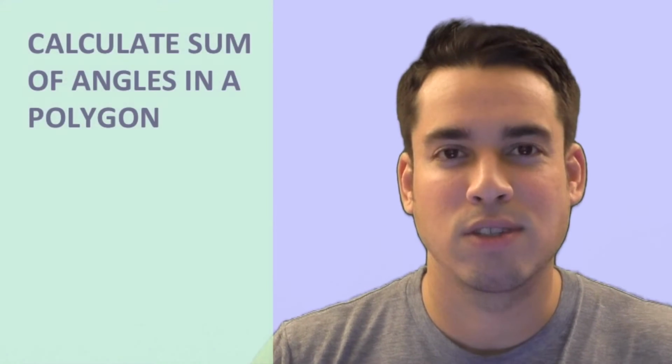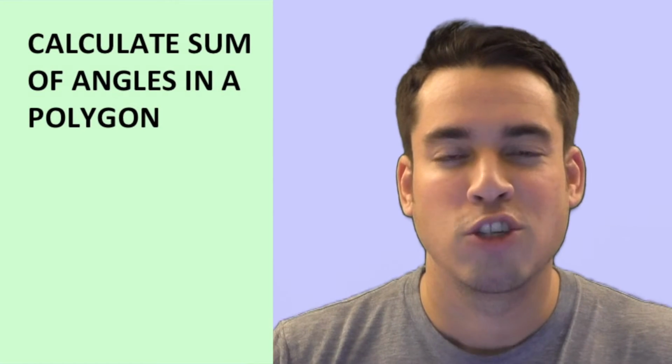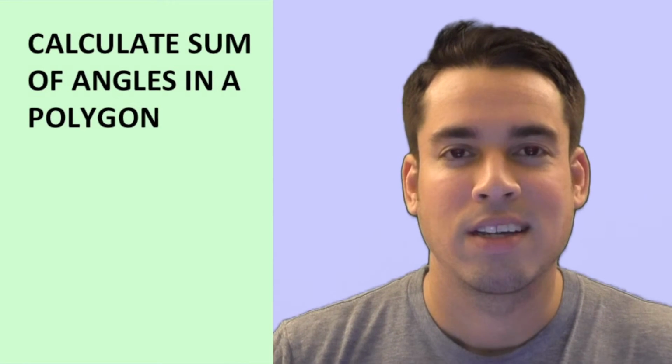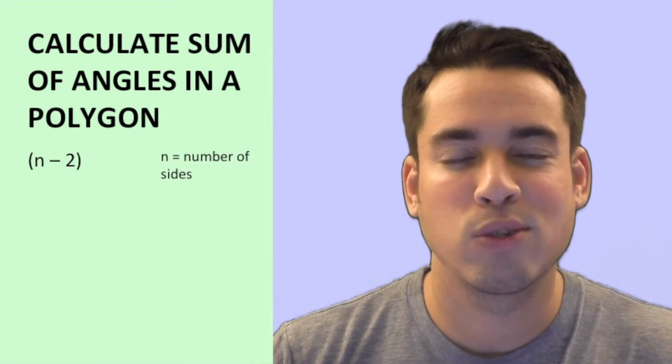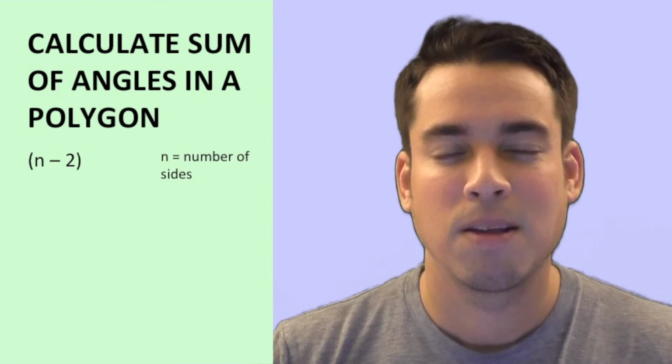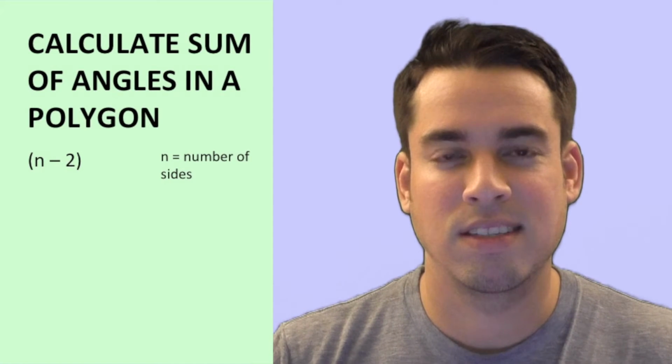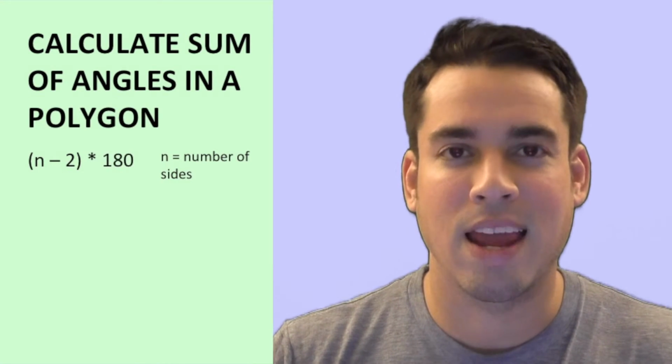Finally, this is a bit more of an upper level thing to know, but it's good to have in your back pocket. If you ever want to know what all the angles in a polygon add up to, you just have to remember this little equation. It's (n minus 2), in parentheses, where n equals the number of sides of the polygon. It's (n minus 2) times 180.